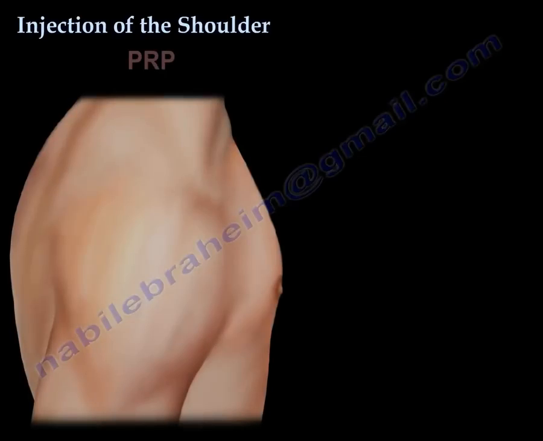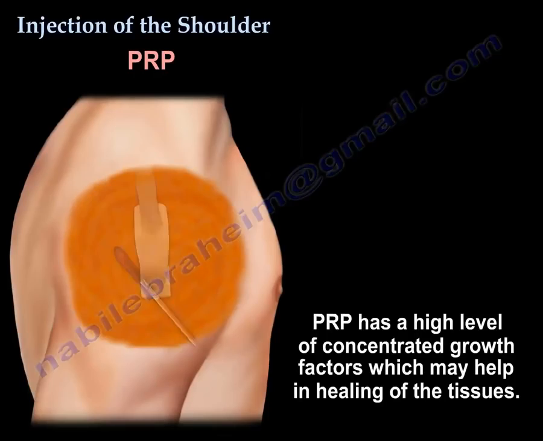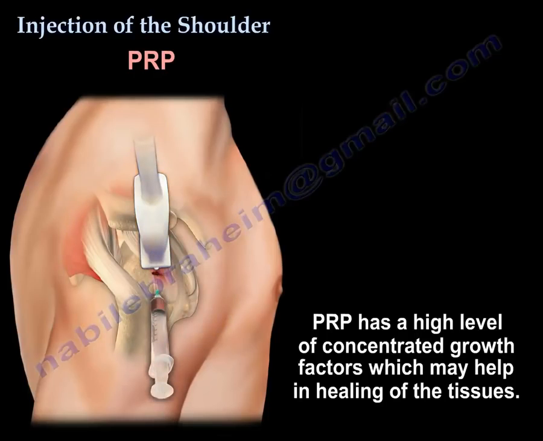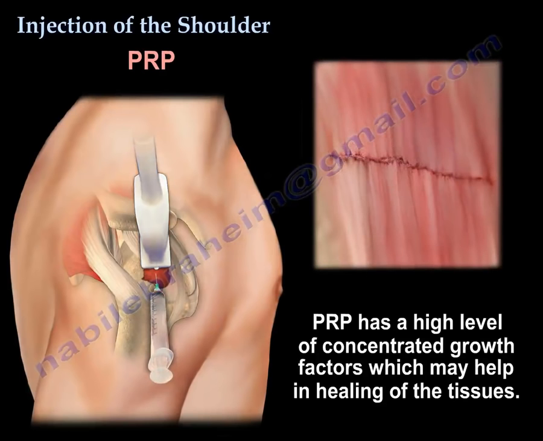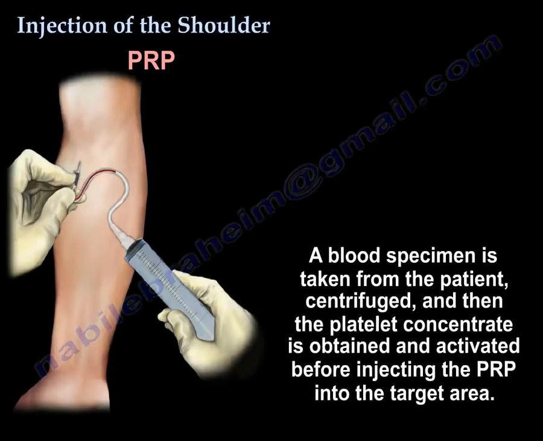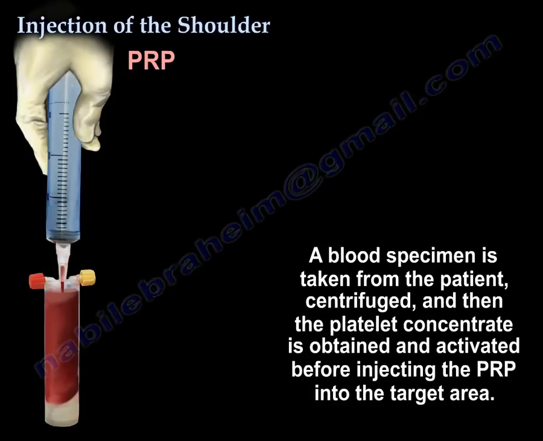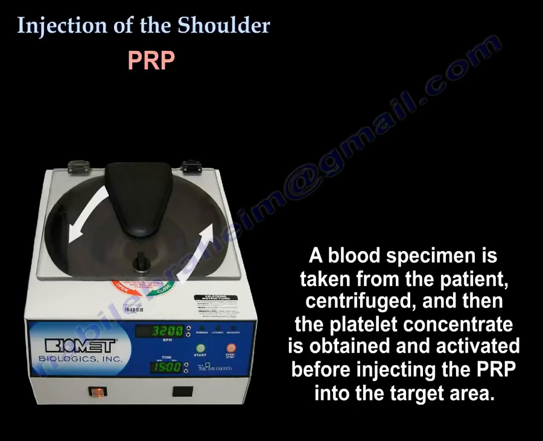How about the PRP? The PRP has a high concentration of growth factors, and it can help in healing of the tissues. So you get a blood specimen from the patient, you centrifuge it, and the platelet concentrate is obtained and is activated before you inject the PRP into the target area.